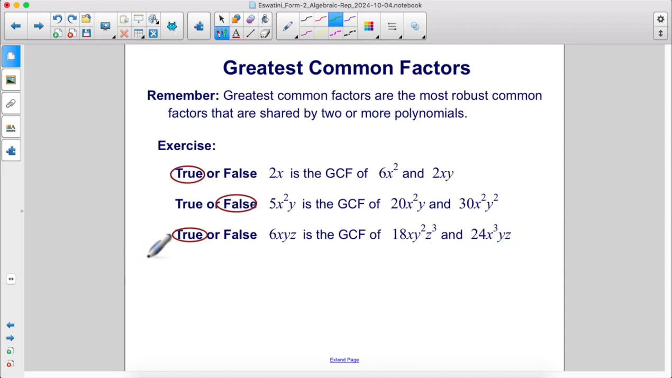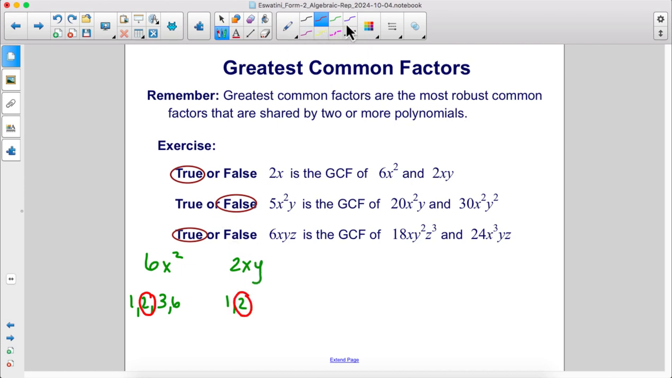Alright, so for the first one, 6x squared and 2xy, we have 6, which has factors 1, 2, 3, and 6. Over here we just have 2, so that's 1 and 2, which means that the greatest common factor that's a number is going to be 2.